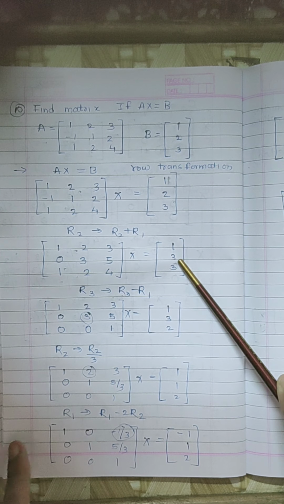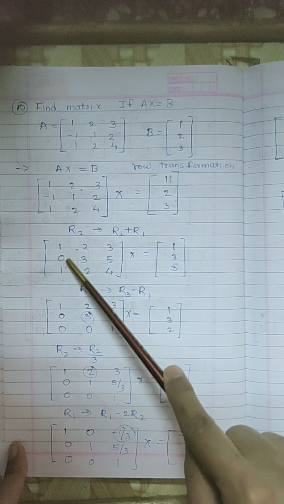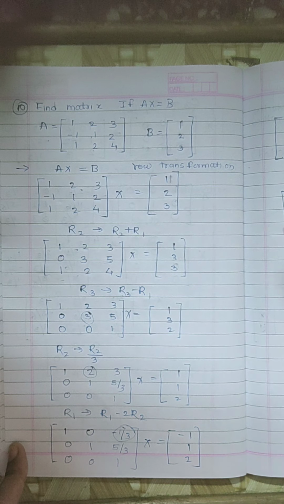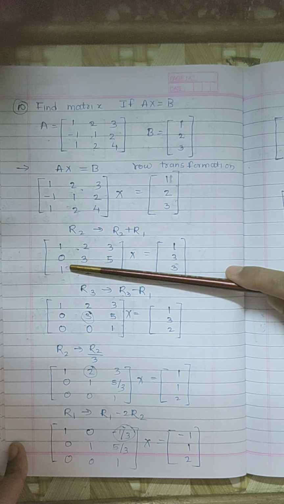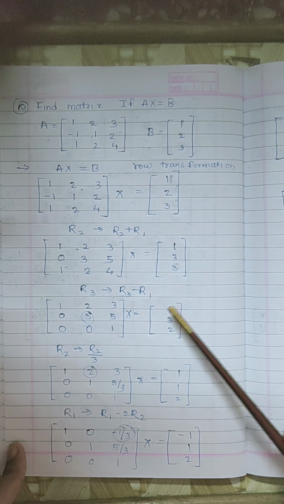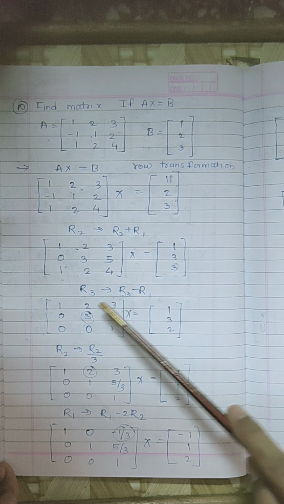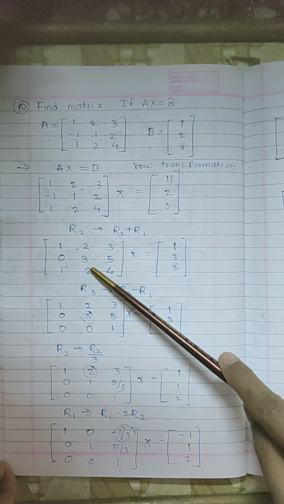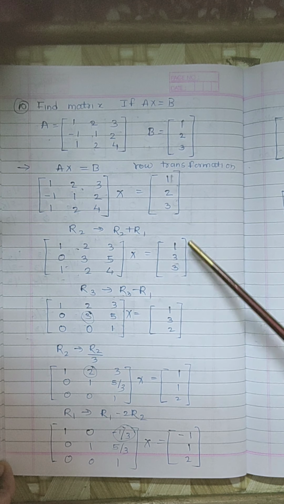Now this 1 we will convert into 0. After converting this into 0, the next step is to convert this 1 into 0. So how will we convert it into 0? See, if you do R3 minus R1, we will get 0 here. So first write down first and second row as it is, here also first and second row as it is, and carry out the transformation. R3 minus R1, that is 1 minus 1, 0, 2 minus 2, 0, 4 minus 3, 1, and here 3 minus 1, 2.